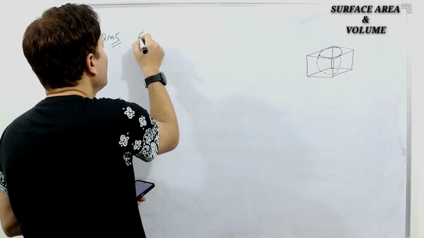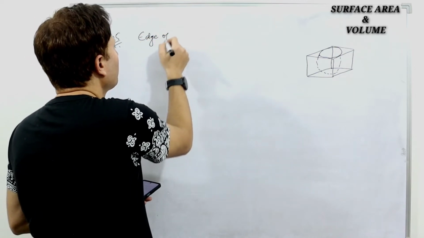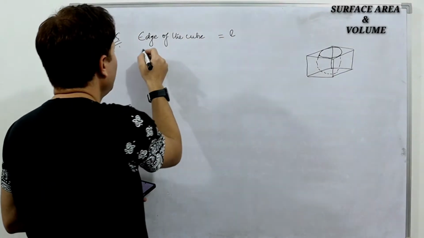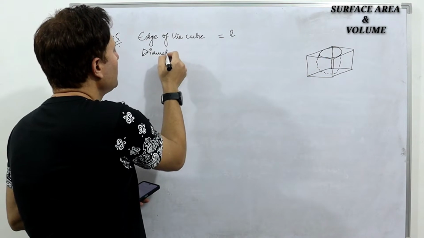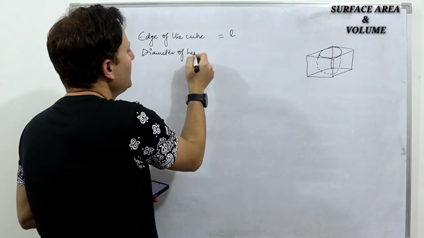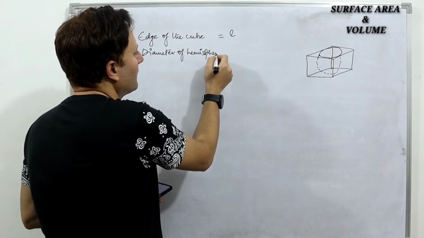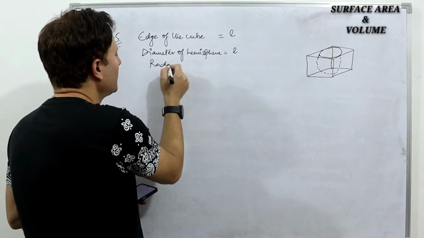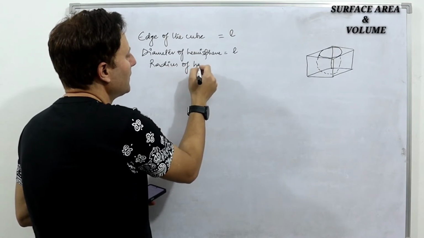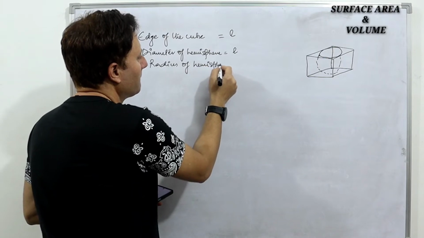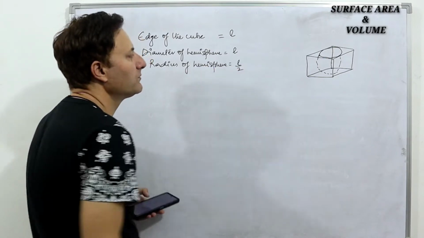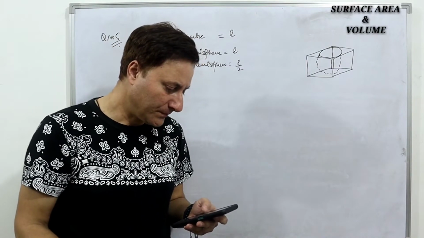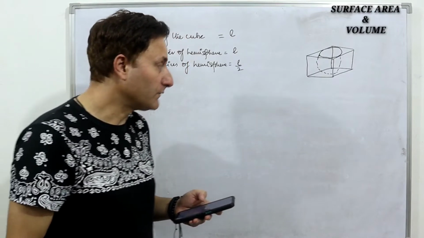So what do we have? We have the edge of the cube, which is equal to L, and even the diameter of the hemisphere is L. So if the diameter is given, obviously we will get the radius. So the radius of the hemisphere will be L upon 2, obviously because radius is half of diameter. Now what else does it say? Determine the surface area of the remaining solid.